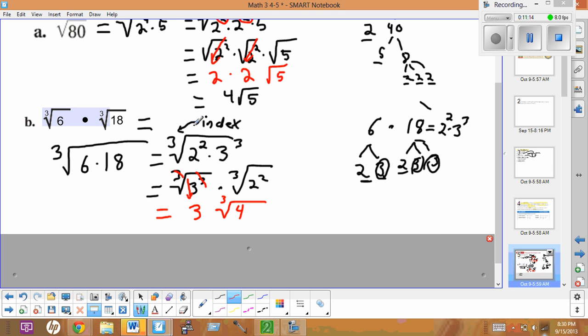Okay, these examples are very similar. The only difference is when I performed the operation of multiplication, I rewrote them under one radical first to make it look like the example in A. From there, it's simplifying by using our factor tree and trying to locate powers that match the indexes, 3, 3, and so forth.